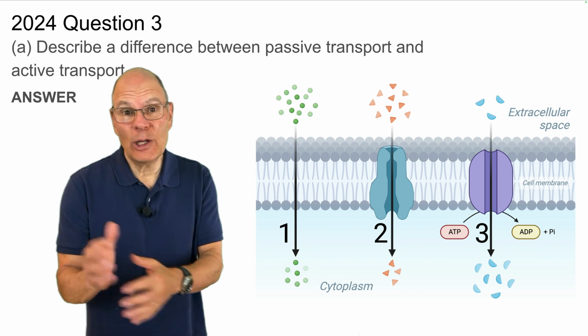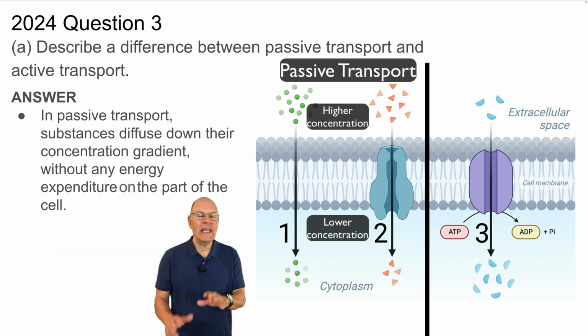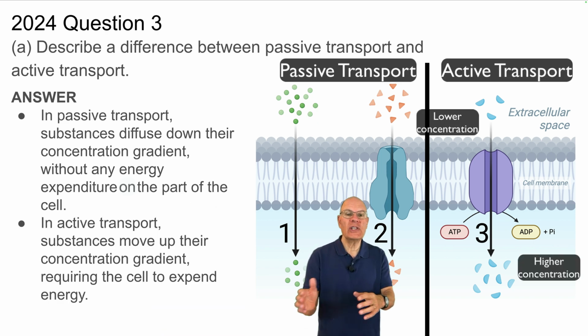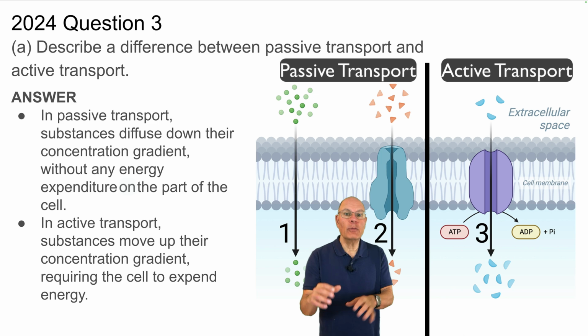Here's the answer. I included a diagram for explanatory purposes. You just have to have the answer. In passive transport, substances diffuse down their concentration gradient without any energy expenditure on the part of the cell, and in active transport, substances move up their concentration gradient, requiring the cell to expend energy. If you look at your scoring guide, which I encourage you to download, you'll see that the answer could be quite compact and you didn't need to write everything that I wrote here.